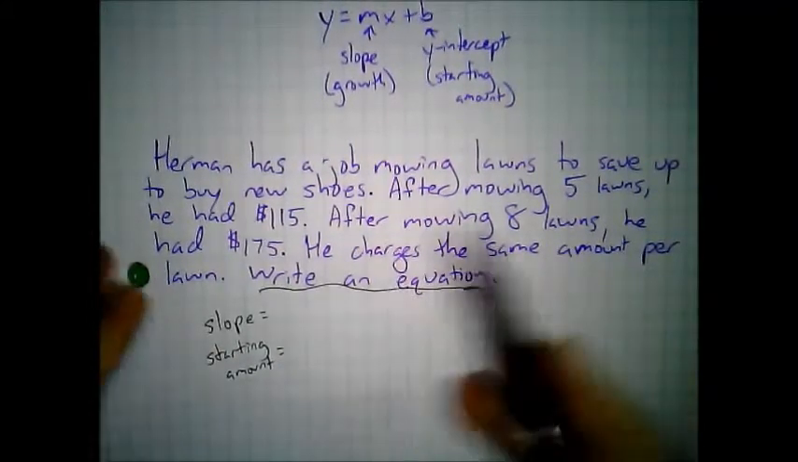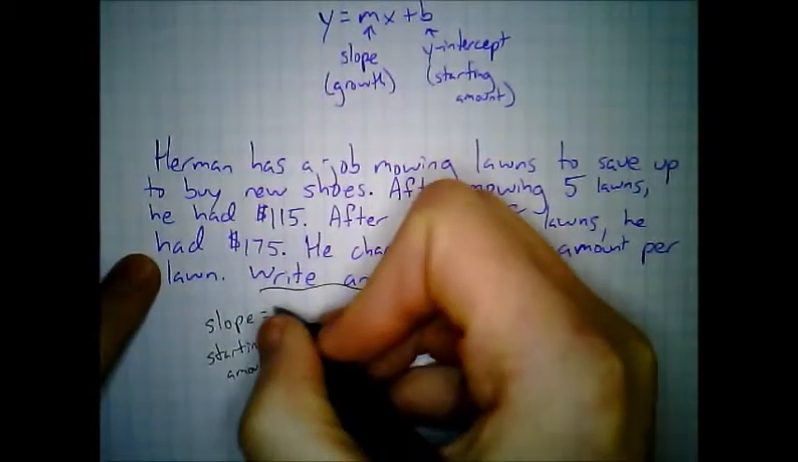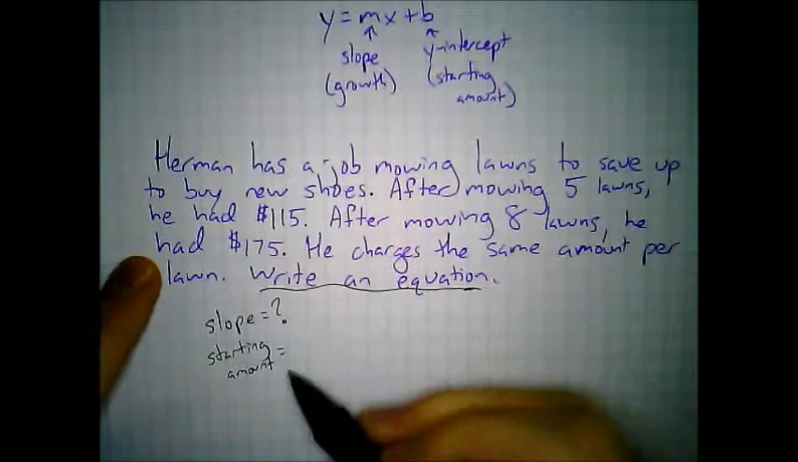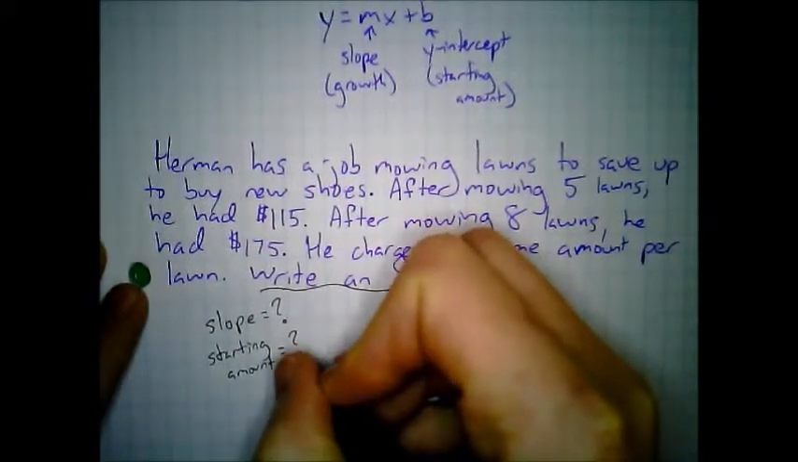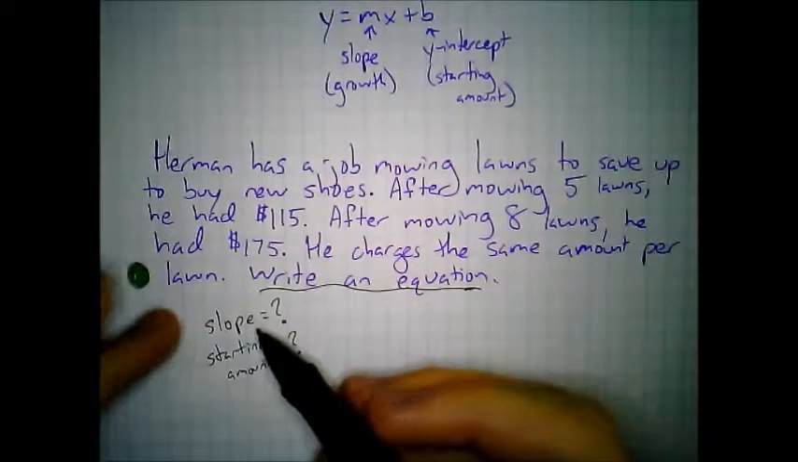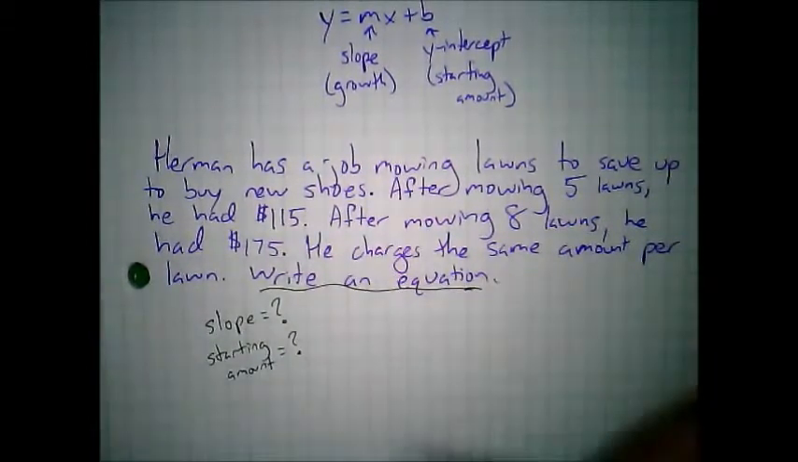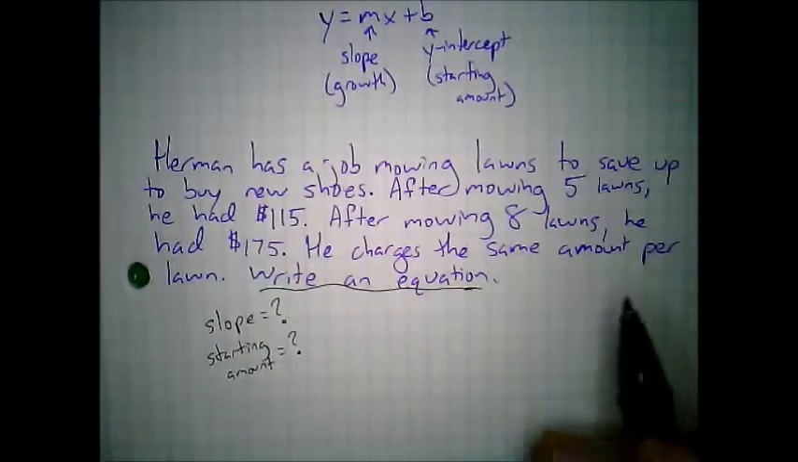When we read this problem, it doesn't tell us directly how much money he gets per job, so we don't know the slope. It also doesn't tell us how much money he had before he started mowing, after mowing 0 lawns. We don't know the starting amount. So in order to write the equation in this case, we need to find these two things first. Luckily, these are two things that we already know how to do. We're able to find the slope given a word problem, and we're also able to find the starting amount given some information in the problem.